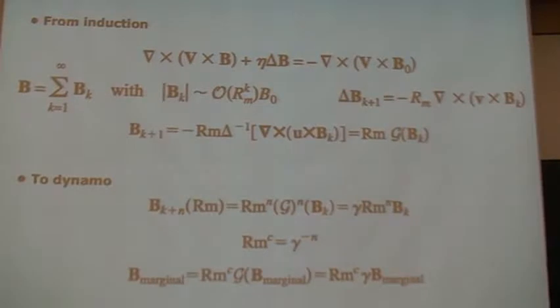And once you do that, the good thing is you can relate that to a dynamo problem, because at some stage, the field that you get from the induction after n steps is going to be parallel to the field you started with. And once you have that, you find yourself a neutral mode, so that after n steps of induction, the field at order k plus n is parallel to the field at order k. And now the coefficient in front of it is just the magnetic Reynolds number to the n times the projection between those two things. So it gives you a critical magnetic Reynolds number for dynamo action.